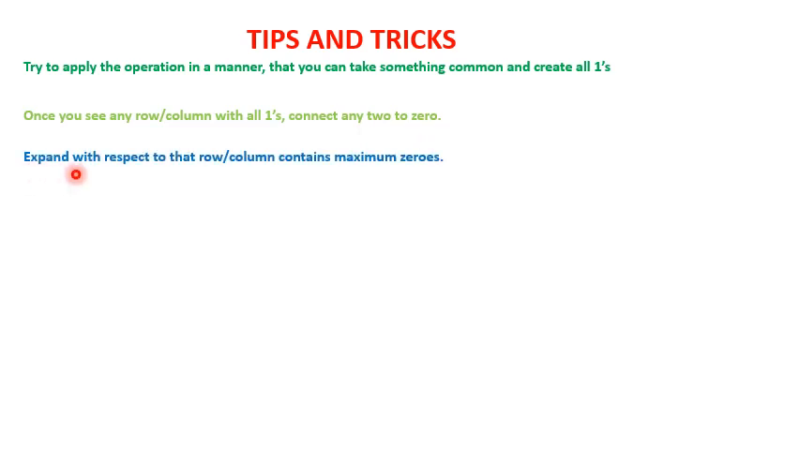Then expand with respect to that row or column which contains the maximum number of zeros, so that the calculation will be easy for you. Next point is write the operations applied clearly in between the steps till the end. Just like inverses of matrices, where the matrix operations we have written in between the steps, likewise, the determinant operations also you have to write in between the steps clearly.